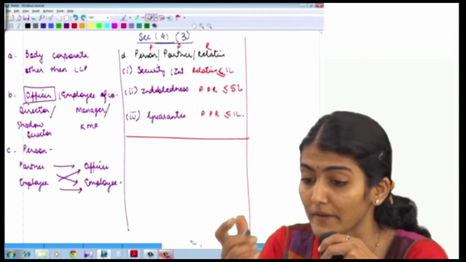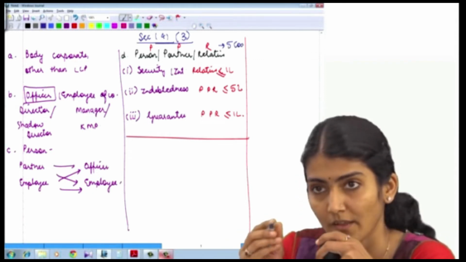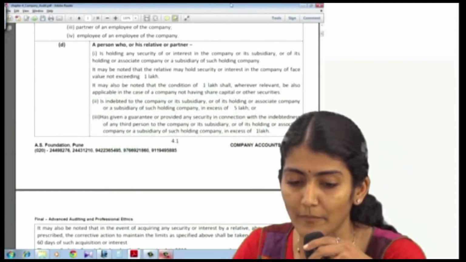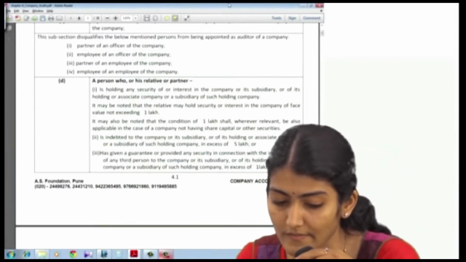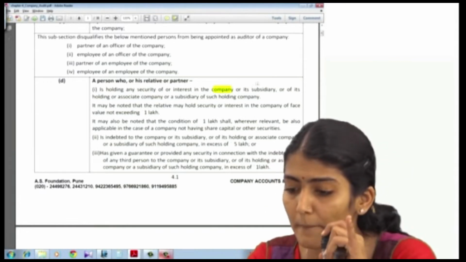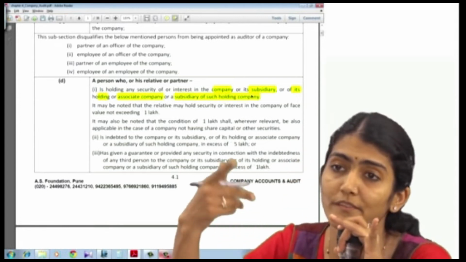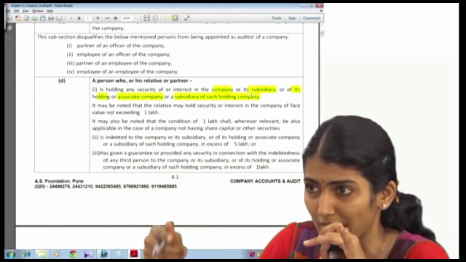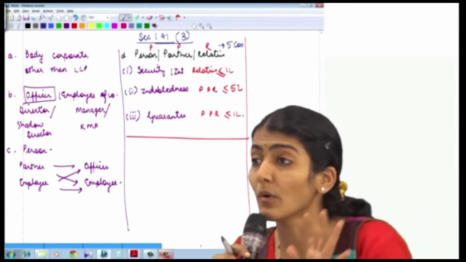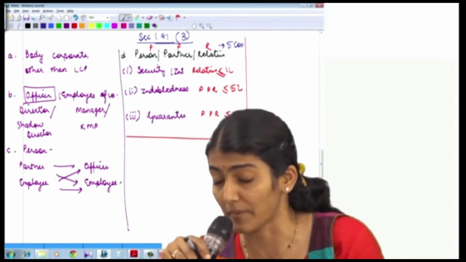Okay. Now, person, partner, relative, what does it talk of for 5 companies? Holds any security or interest, and further everywhere see they've used the name of those 5 companies. What does it say? Is indebted, is holding any security or interest in the company or its subsidiary or its holding or its associate or a subsidiary of such holding company. So I just showed you the 5 names. Okay. However, what is the exception? Relative can hold securities up to the face value of rupees 1 lakh in the company.